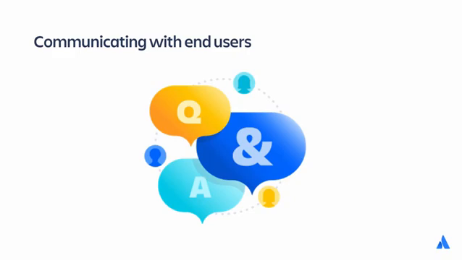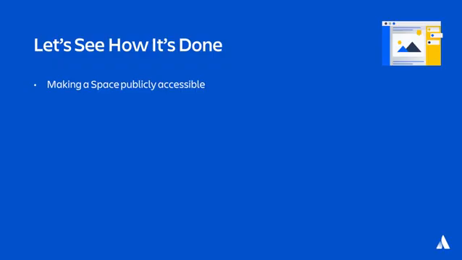So we've just looked at space settings. We'll do another demo, then after that, we'll look at how you can improve user consumption of content through page layout and use of macros. In this demo, we'll look at how to make your space publicly accessible.